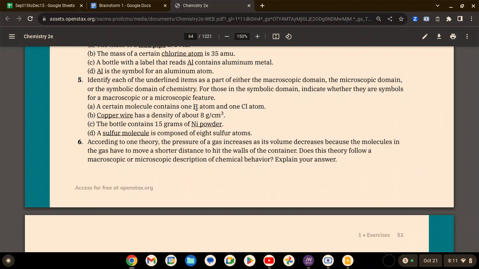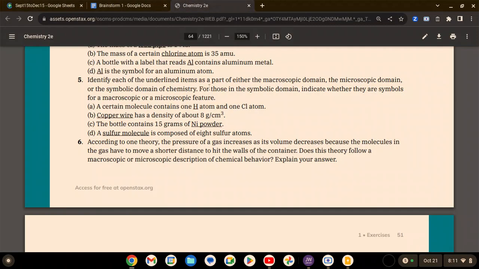And then the hydrogen atom itself is symbolic. Symbolic is just using the letters. But that's just confusing. Hydrogen itself, the thing that we call hydrogen, is also microscopic. Who knows what they're asking for there? That's such a weird question.